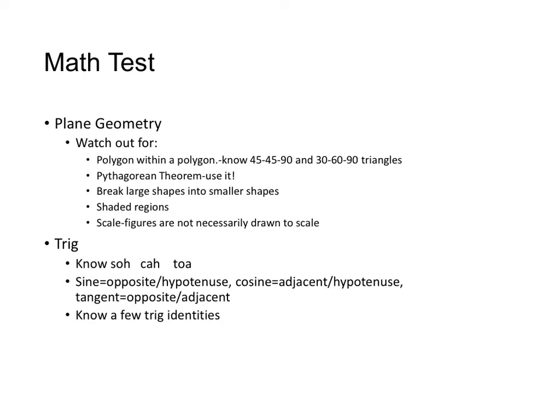The trigonometry, if you know SOHCAHTOA, that would really be helpful on this test. The S in SOHCAHTOA stands for sine, which is the opposite side over the hypotenuse. The C is cosine, and that's the adjacent side of the angle divided by the hypotenuse. And then the tangent, T, is the opposite over the adjacent. If you know a few trig identities, if you've taken trigonometry, that would really help you on this test also.